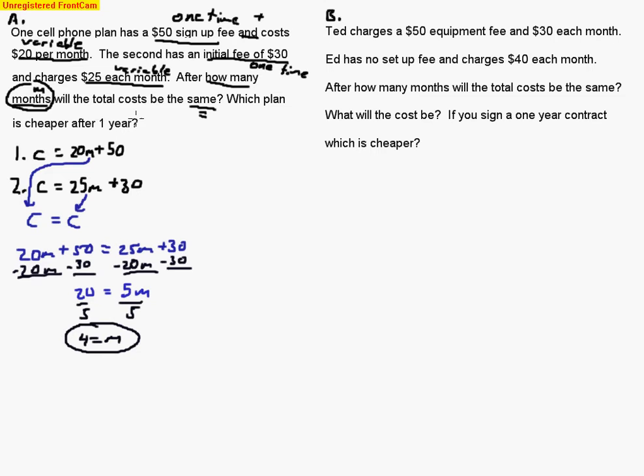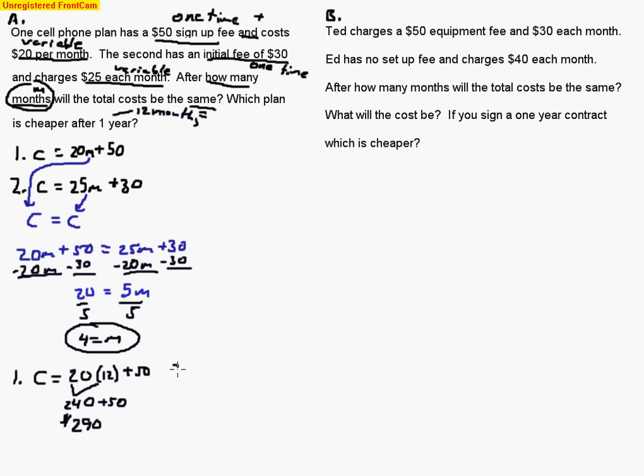So let's try that. Let's call 12 months, we'll say 12 months equals 1 year. And we're going to substitute. We're going to do C equals 20 times 12 plus 50. We'll see what that charge is after a year. See how much more it is. And so we have 2 times 12 is 24, add a 0, and then add that 50, and we got ourselves $290. That is the cost for plan number 1.